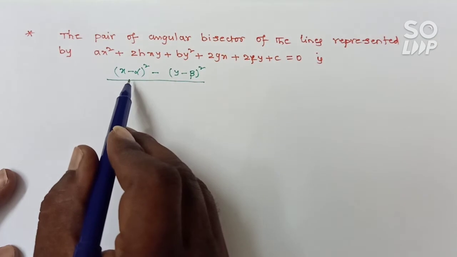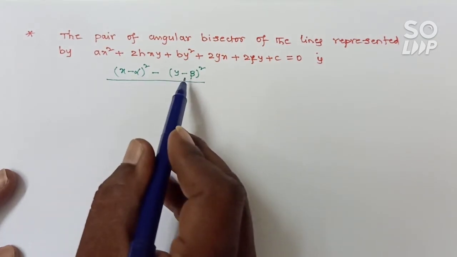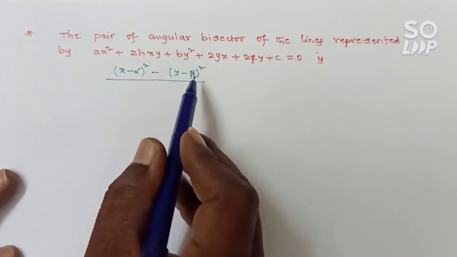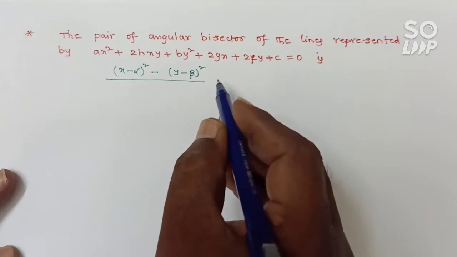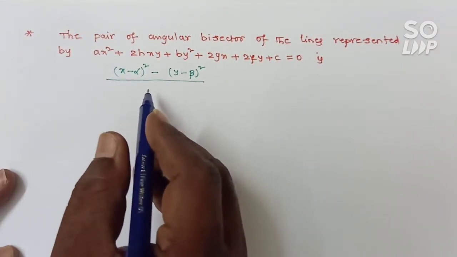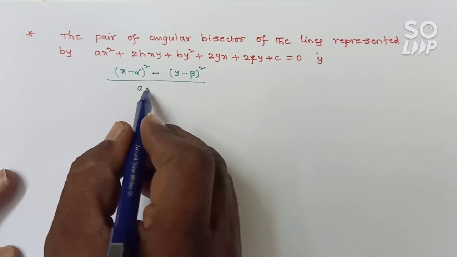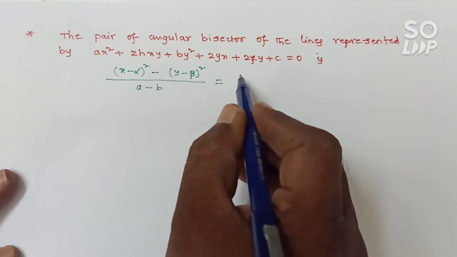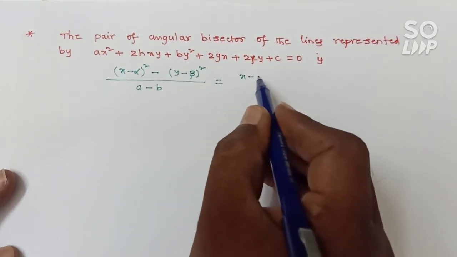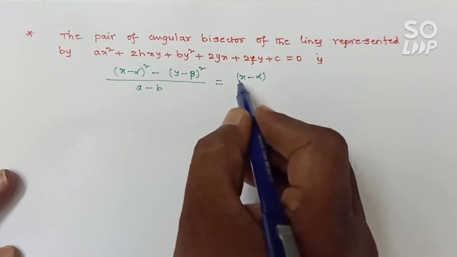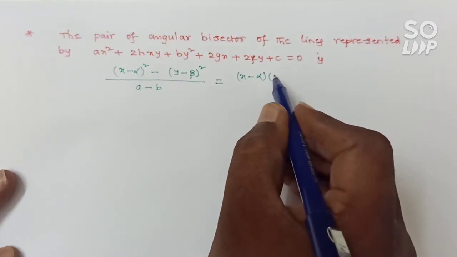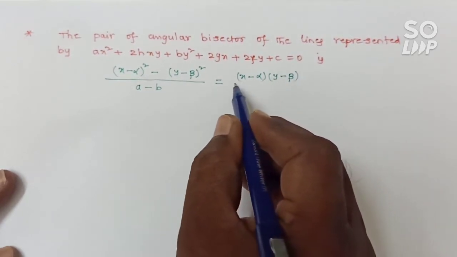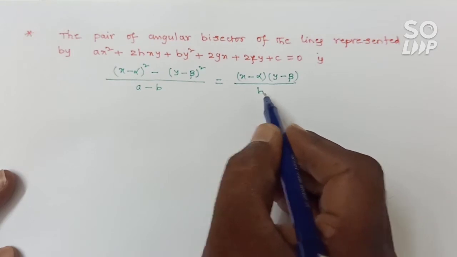This is in the form of x square minus y square. Okay, so whole divided by a minus b is equal to, now for x into y, in place of x we will write x minus alpha, in place of y we will write y minus beta, whole divided by h.